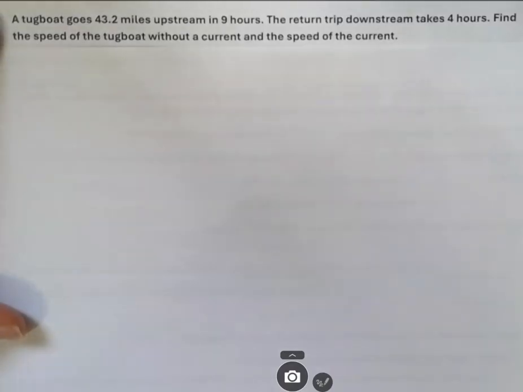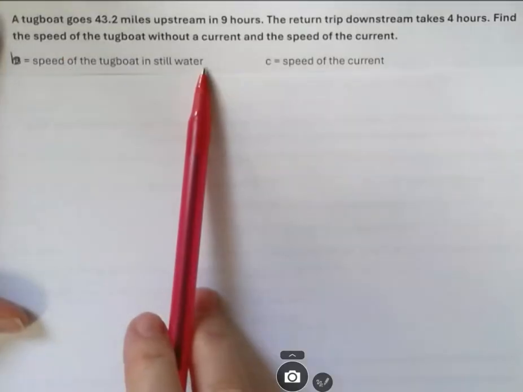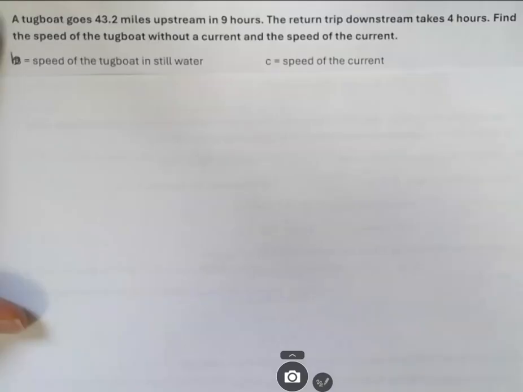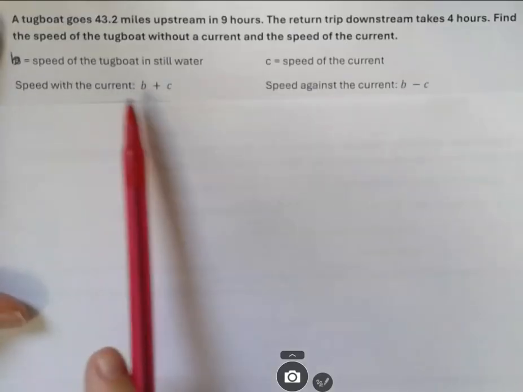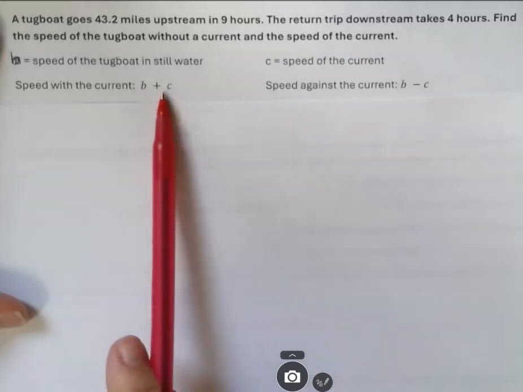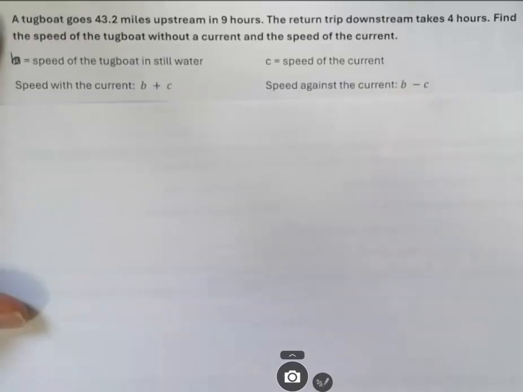what's changing its progress. Okay, so we have B is the speed of the tugboat in still water, and C is the speed of the current, because those are the two things we're looking for, the current and the tugboat. Okay, so if it's going with the current, it's going its speed plus the current is pushing it along faster. The speed against the current is its speed minus that current because the current is slowing it down.